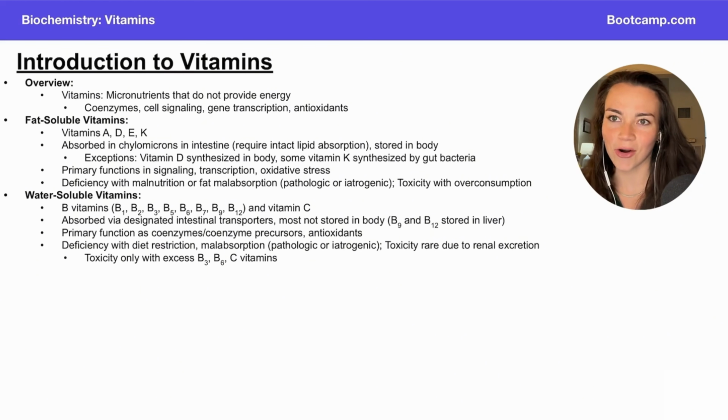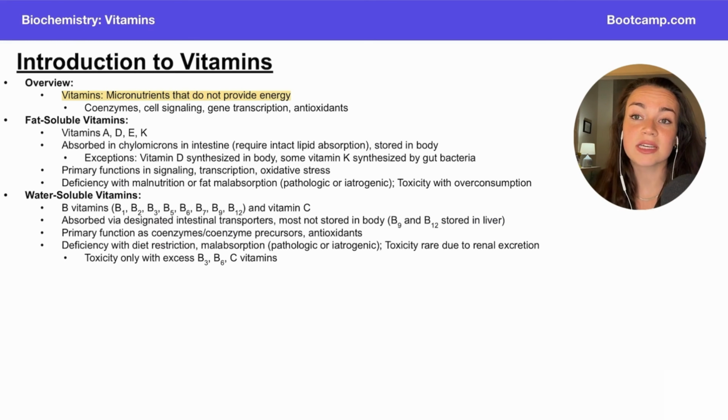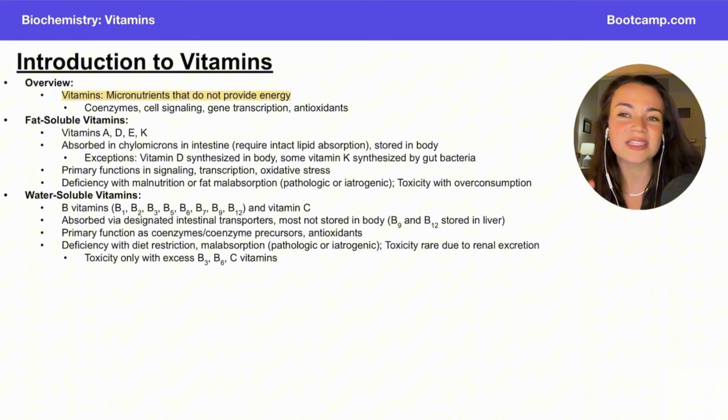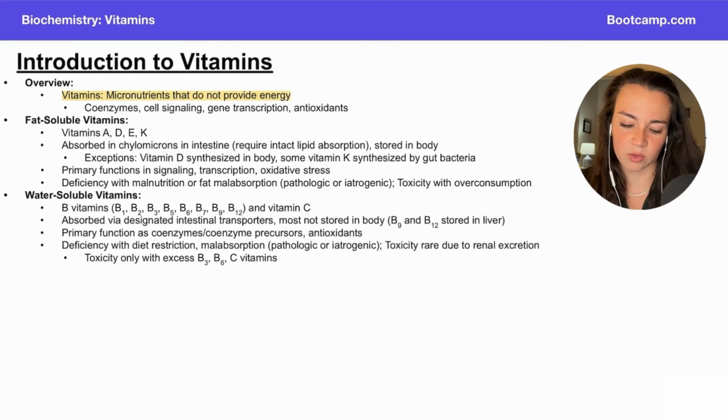So what even are vitamins? Vitamins are micronutrients that do not provide energy. A big portion of the biochemistry unit was focused on macronutrients, where we do derive energy, like carbs, protein, fats. So vitamins are not an energy source the way that those macronutrients are. However, they're going to participate in those energy production pathways in other ways. And we've seen the vitamins at work throughout these pathways, doing their work as coenzymes, functioning in cell signaling, gene transcription, and with antioxidant properties.